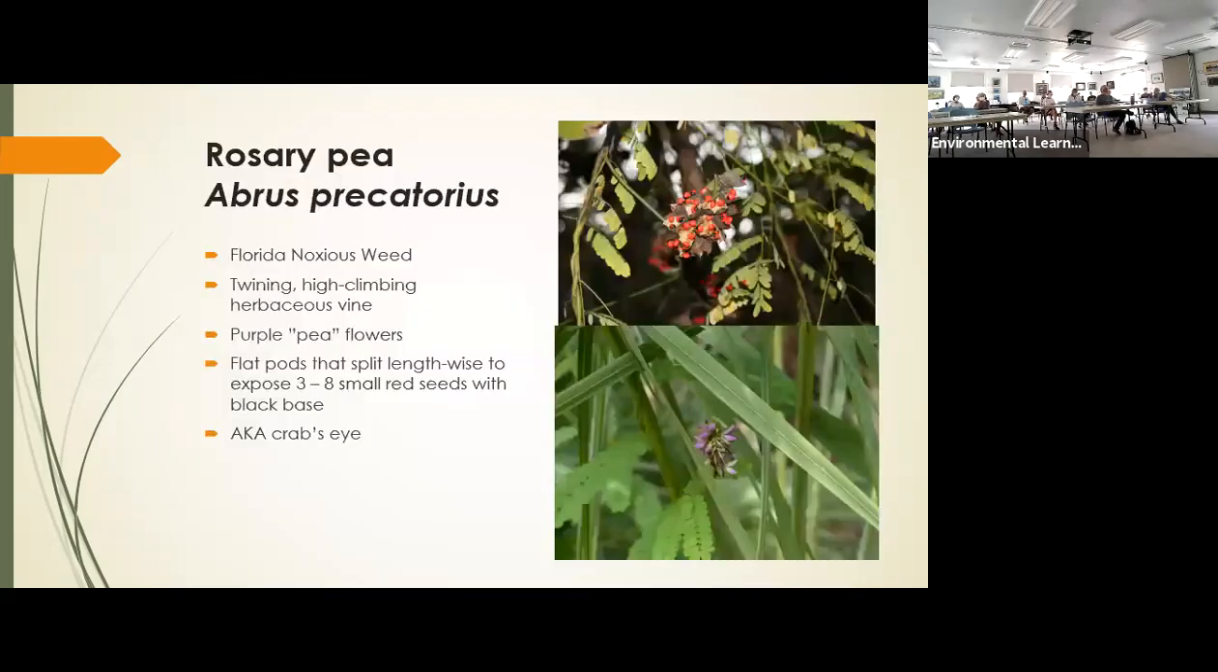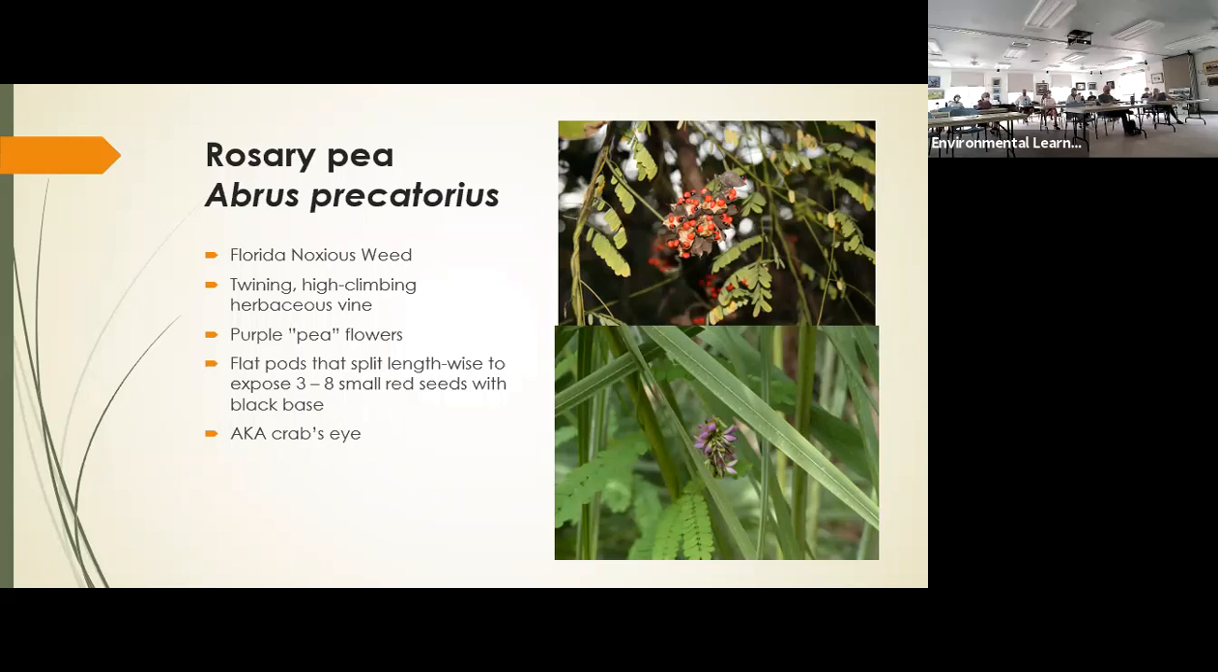Next. Rosary pea. A climbing vine, no tendrils, very pretty, pinnate, feathery foliage, sweet pea-like flowers, purplish in color. Most people miss the flowers, but it's the pods that everybody sees. So it looks like a round cluster, but there's flat pods, and inside each flat pod are 3 to 8 small red seeds that have a little black base. That's why some people call it crab's eye. These are very, very poisonous. 1 seed ingested by a child and chewed can kill a child.